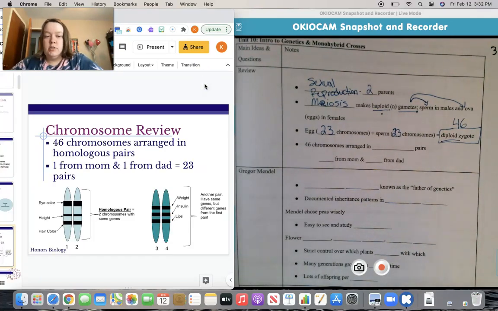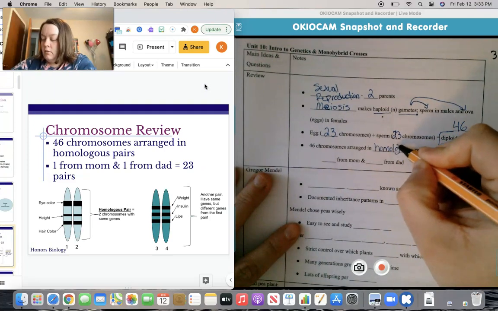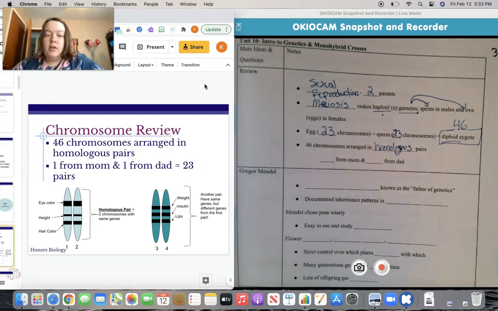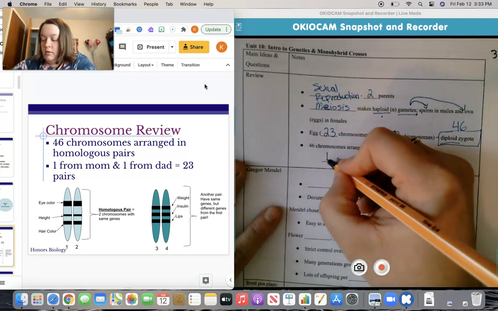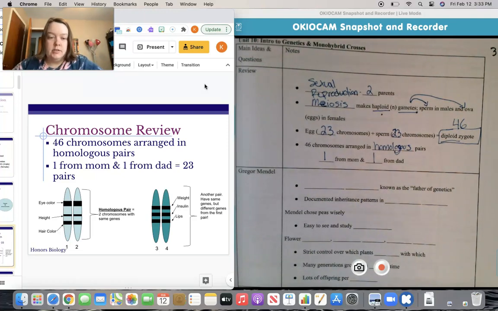These 46 chromosomes are arranged in homologous pairs. They get one set from mom and one set from dad. So you get one copy of every chromosome from mom and one copy of every chromosome from dad, and then that will give you your homologous pairs of chromosomes. These homologous chromosomes are the same size, shape, and code for similar genetic information. So you get one copy of eye color from mom, one copy from dad, so on and so forth for all of your different genes.